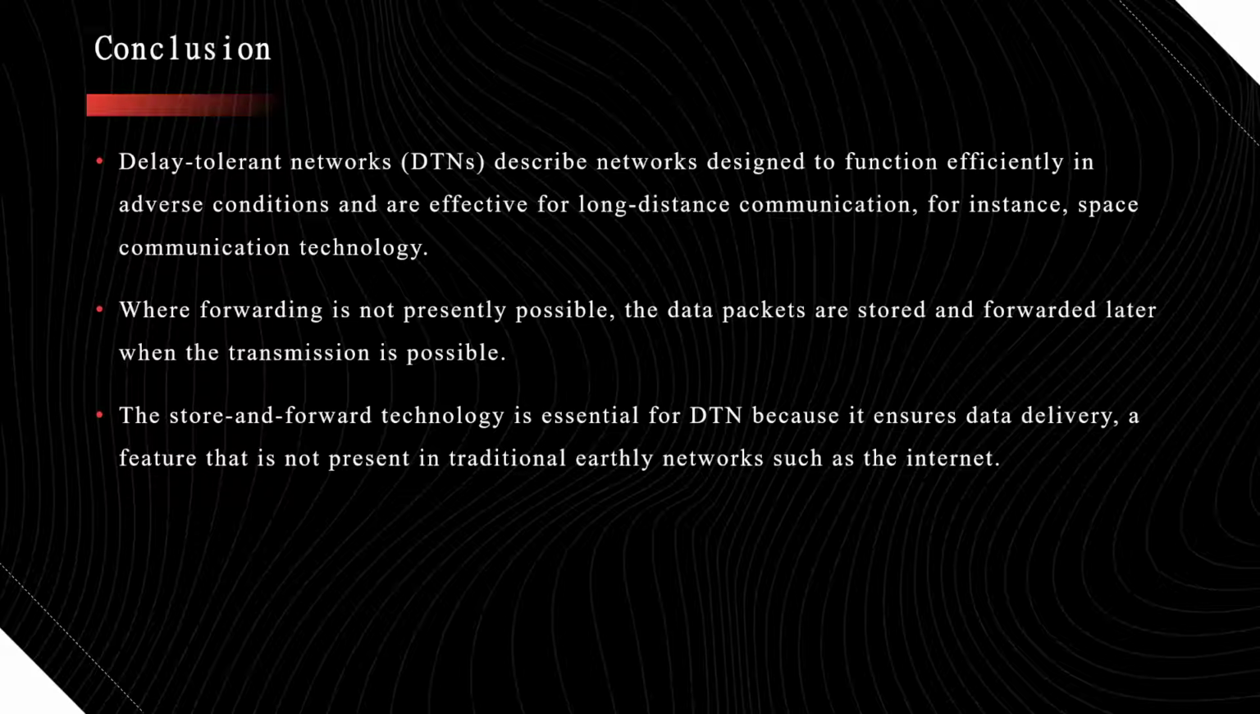Consequently, in using DTN, it is only the subsequent hop that should be available. The underlying architecture behind DTN requires bundle storage by nodes for a long time. When the conditions allow it, the data packets are immediately forwarded, and where immediate sharing is impossible, the nodes store the data packets to be shared in the future. The store and forward technology is essential for DTN because it ensures data delivery, a feature that is not present in traditional earthly networks such as the internet.